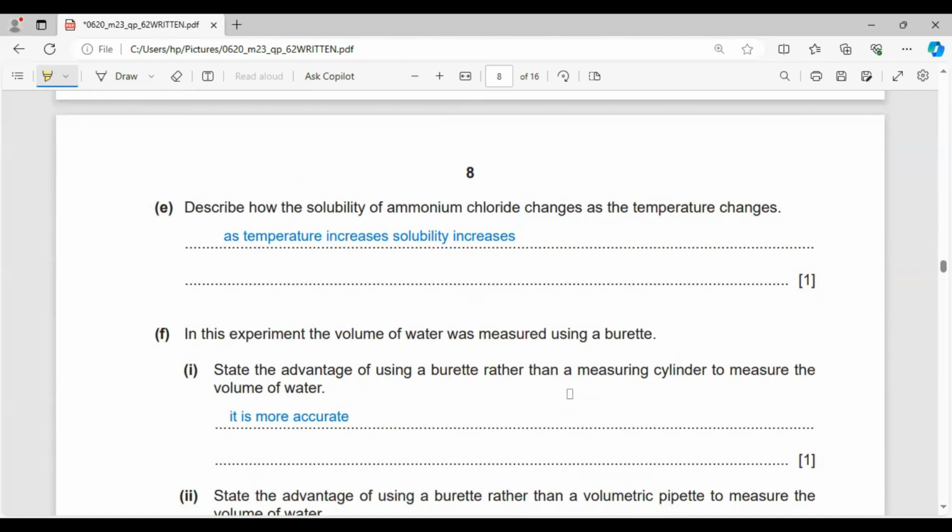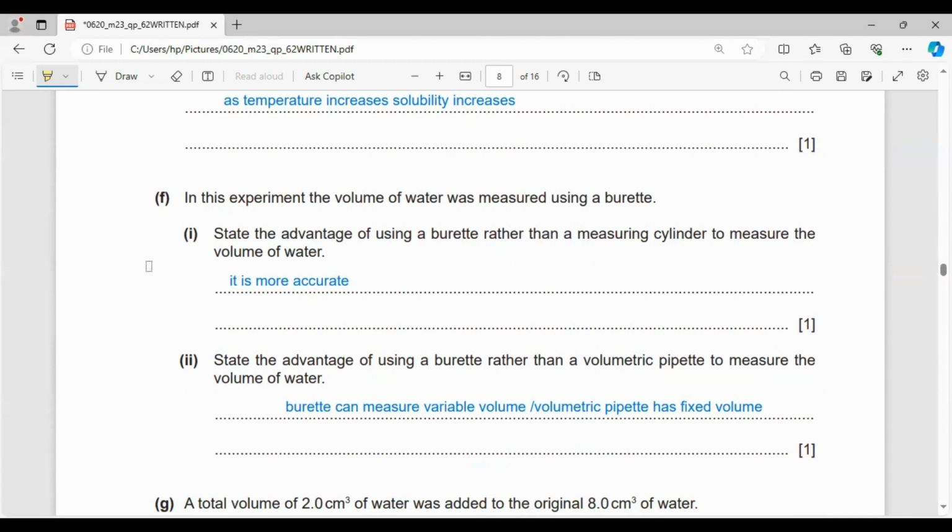Describe how the solubility of ammonium chloride changes as the temperature changes. So, as the temperature increases, the solubility of ammonium chloride increases, or you can also write the reverse argument: when temperature decreases, solubility of ammonium chloride decreases. Both will score 1 mark.